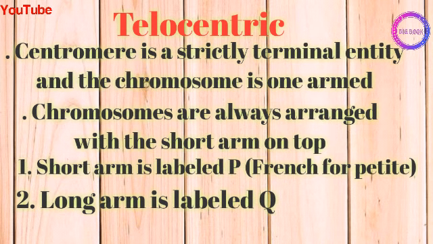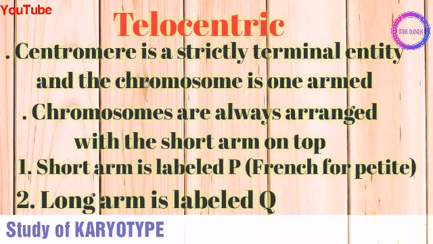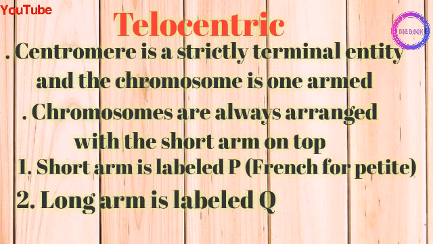So chromosomes are always arranged with the short arm on top. Here the chromosomes will have a single arm. The short arm is labeled P, from the French petite, and the long arm is labeled Q.